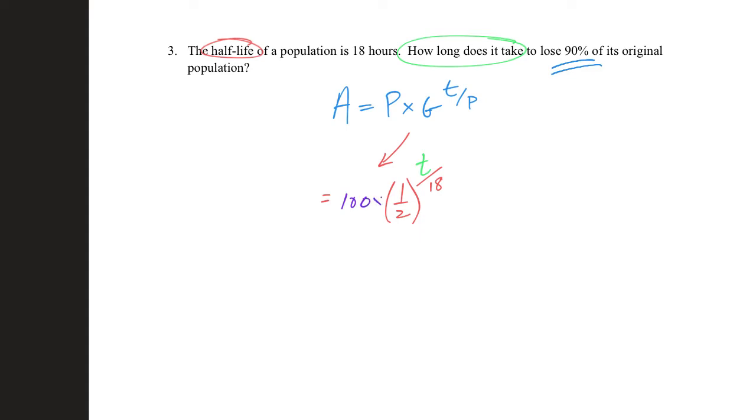And so if I start with 100% and I lose 90%, then that leaves me with 10%. And so I could just plug in my 10 and my 100. And now when I divide out my 100, notice I get down to my 1/10, which was the same thing that I had before.